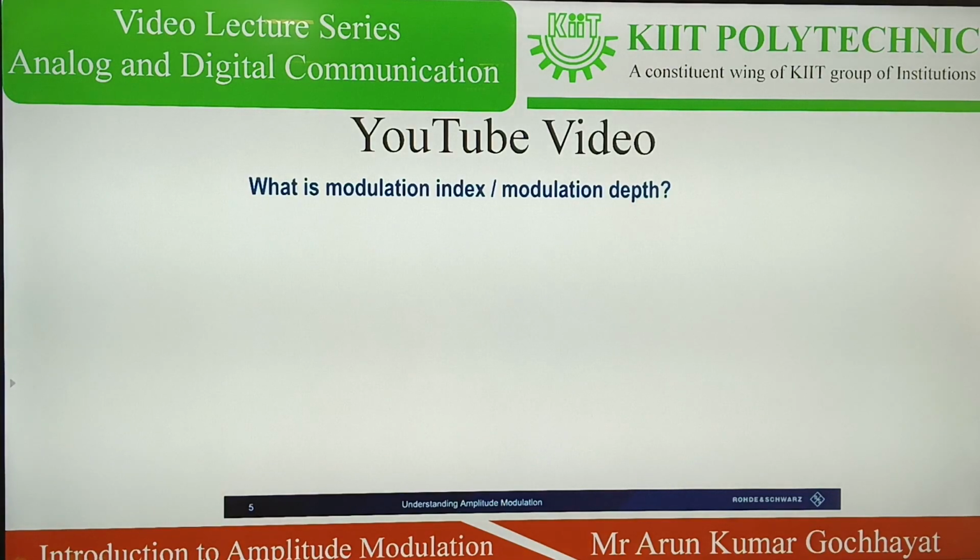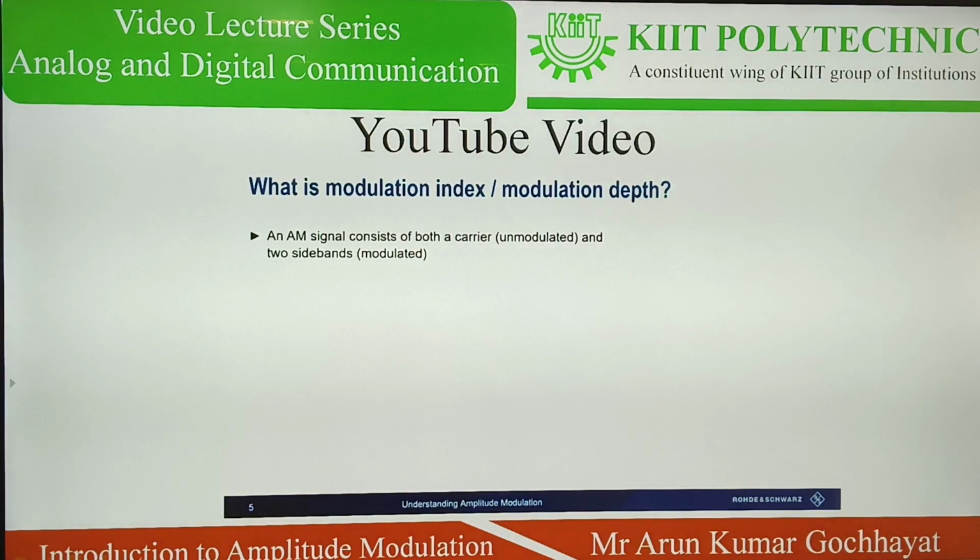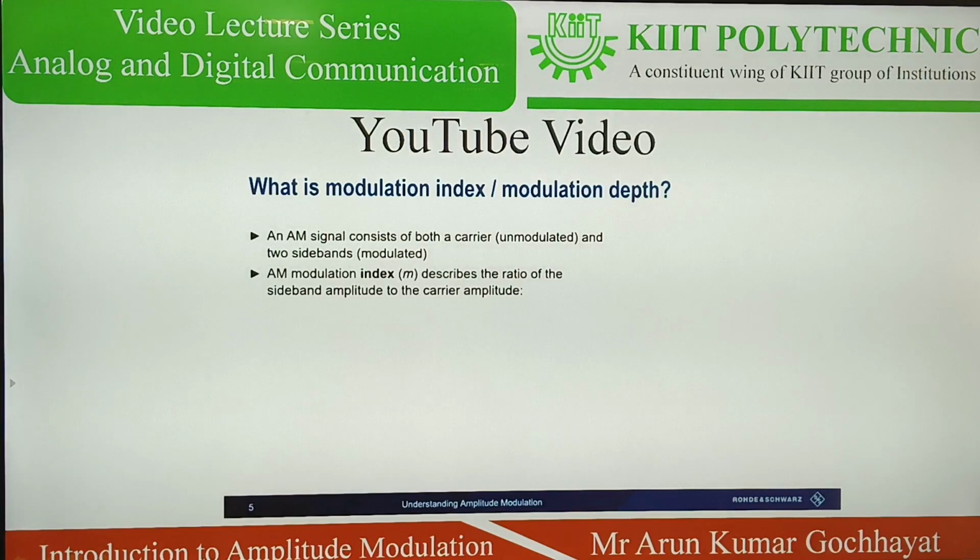As we've just seen, an AM signal consists of two parts, the unmodulated carrier and two modulated sidebands. The AM modulation index, usually abbreviated with lowercase m, describes the ratio of the carrier and sideband amplitudes. In other words, m is the sideband amplitude divided by the carrier amplitude.